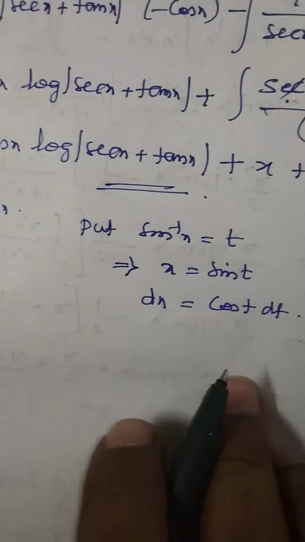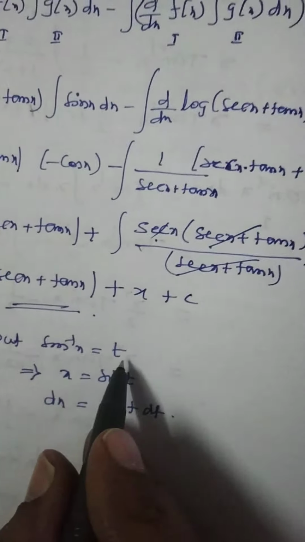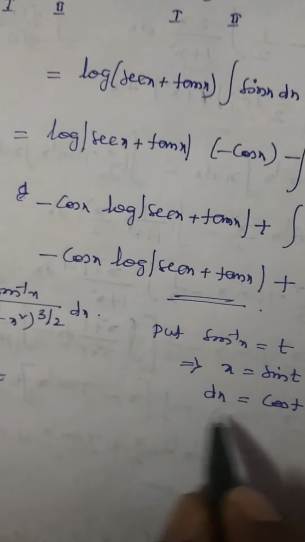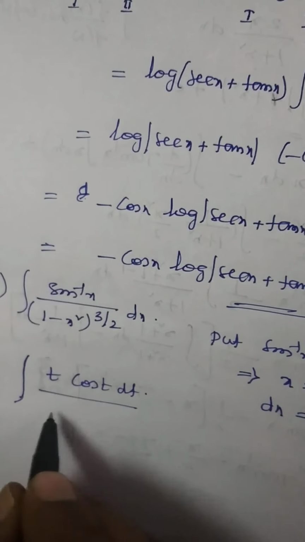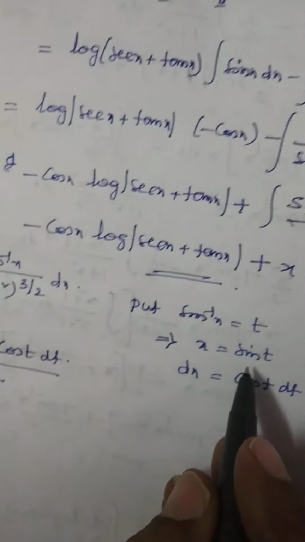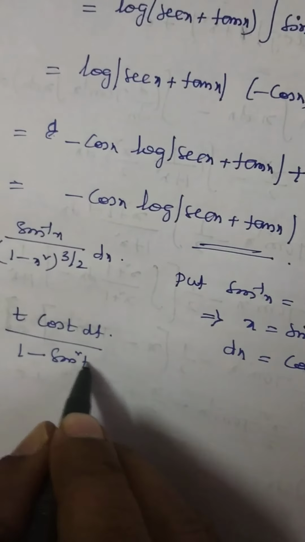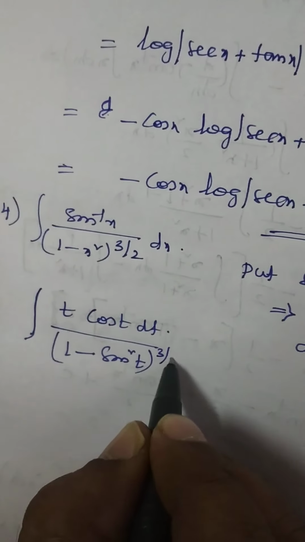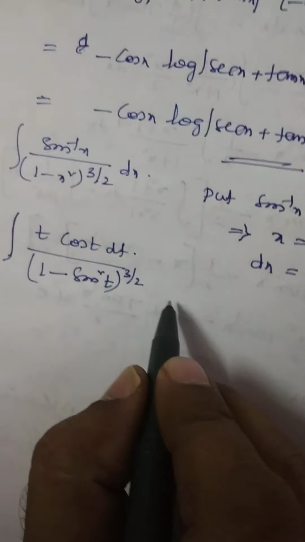Okay, after writing this integration, here sin inverse x we had taken as t, and dx is equal to what? cos t dt. Here x is equal to sin t, so x square is sin square t, whole power 3 by 2. So on simplification, let us see what we are getting.